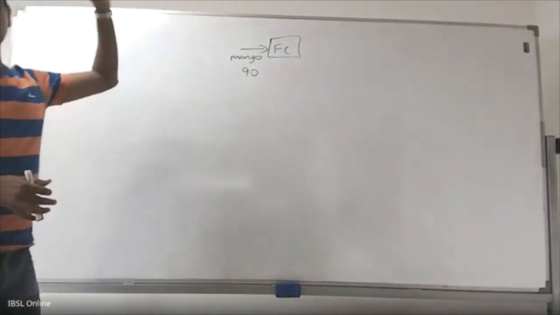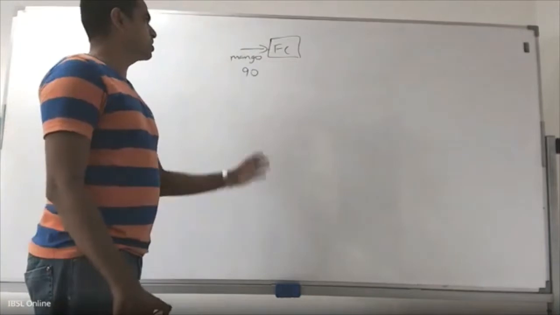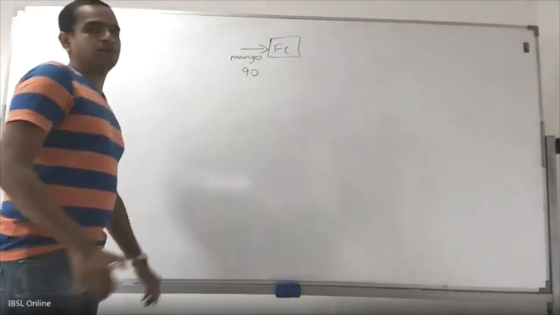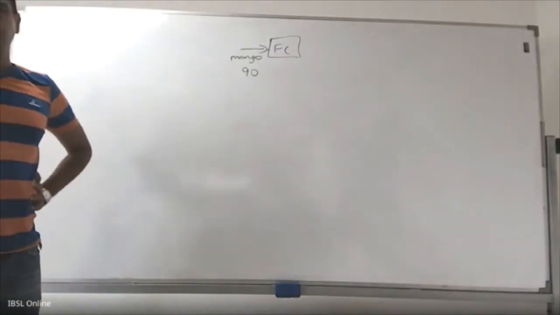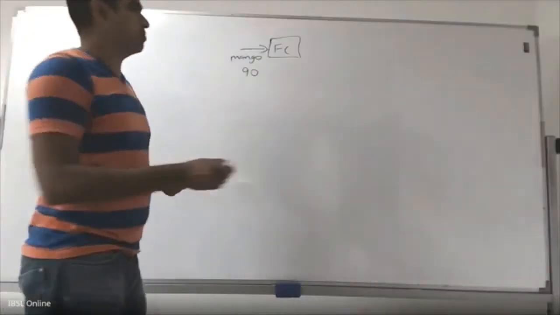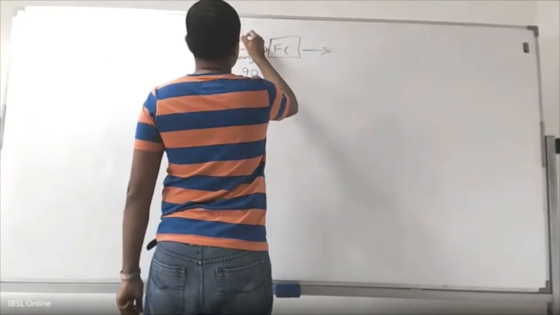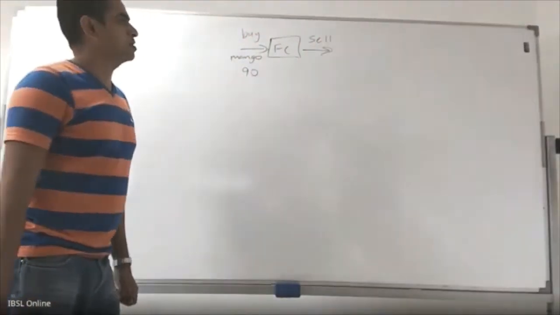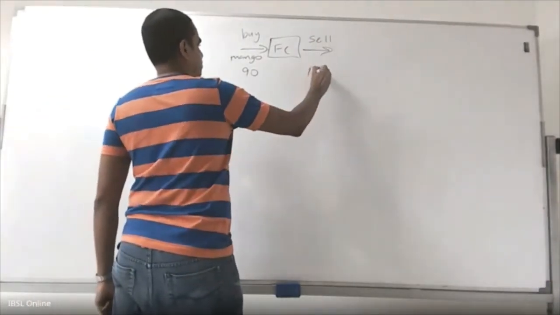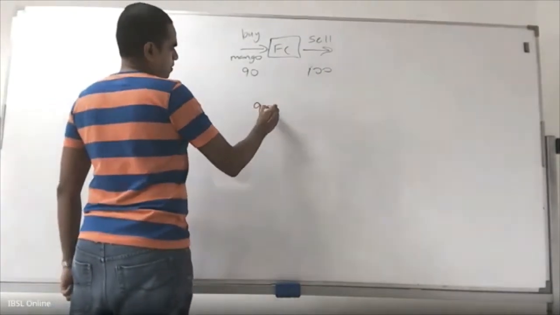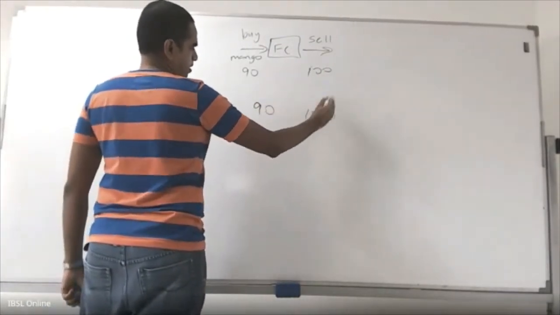Now for the supermarket to make money, they should sell the mango at a price above 90 or below 90? They want to make profits, so they have to sell above 90. They're buying at 90 and they will sell it at, let's say, a price of 100. So the buying price of the mango is 90, the selling price is 100.